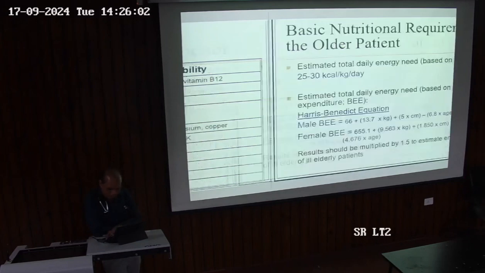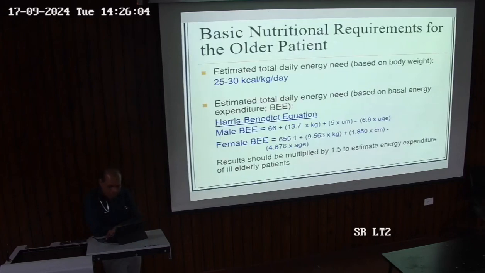So this is basically energy requirements. Estimated total energy need is 25 to 30 kilocalories per kg per day, and this is the estimated energy needed, which can be predicted by the Harris-Benedict equation. This is just a theoretical part, but almost we need 25 to 30 kilocalories per kg per day.